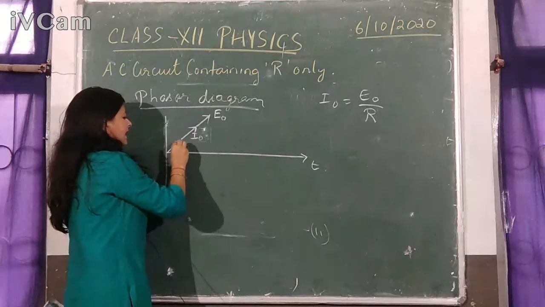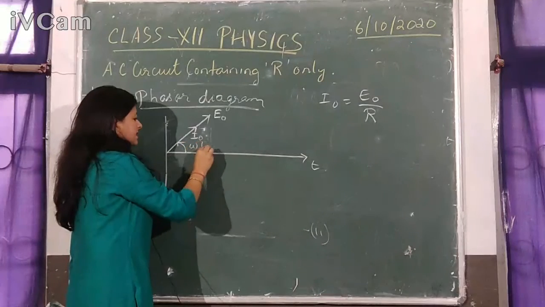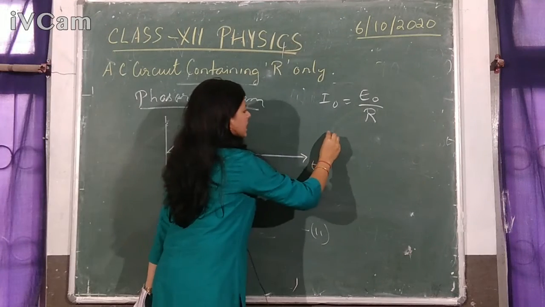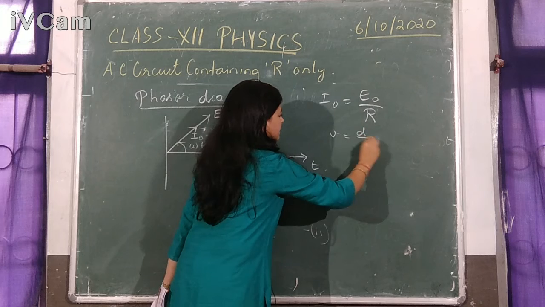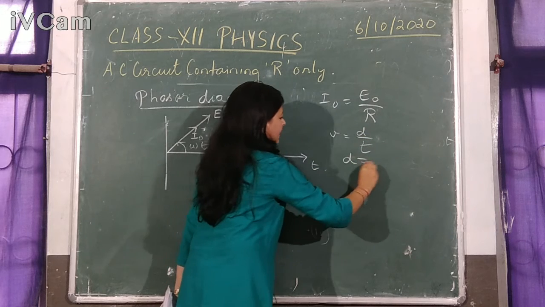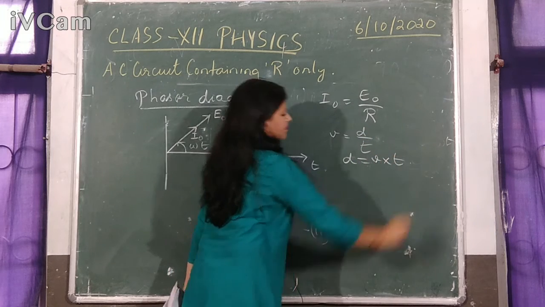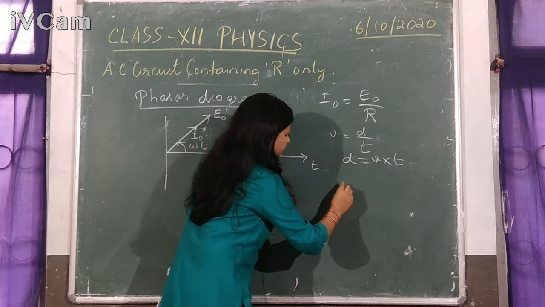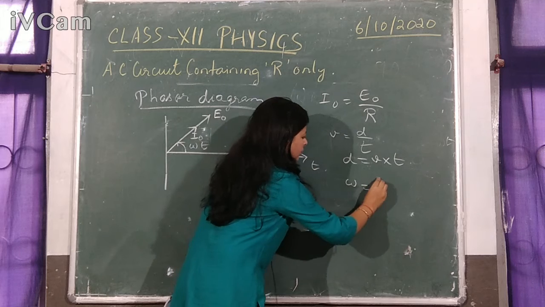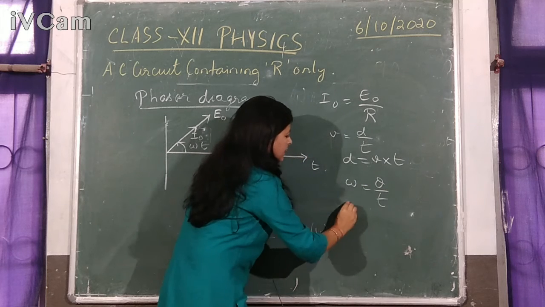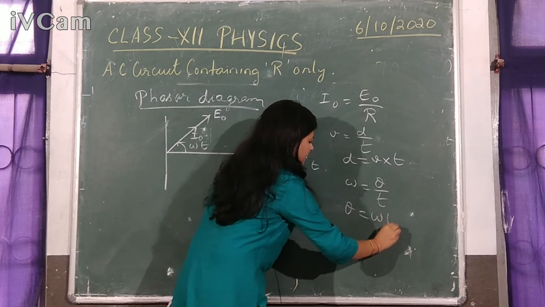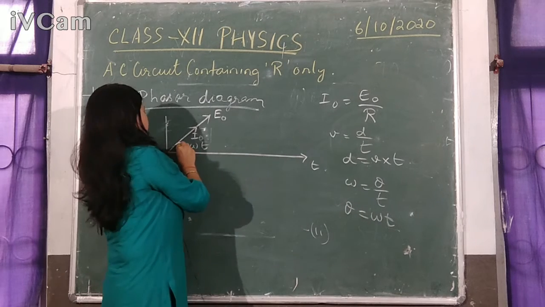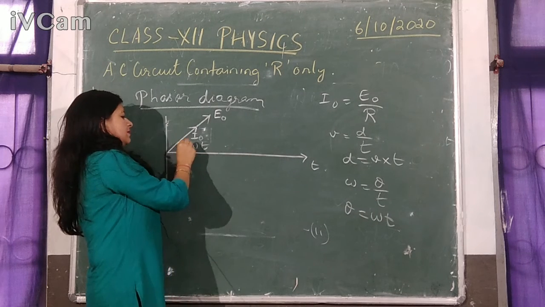These two make an angle equal to omega t. You know, if velocity is displacement by time, then displacement can be found out by multiplying velocity and time. Similarly, if it is angular, then angular velocity omega is equal to theta by time. So angle can be written as omega into t. That is how we have written this, and we take anti-clockwise as the positive direction.